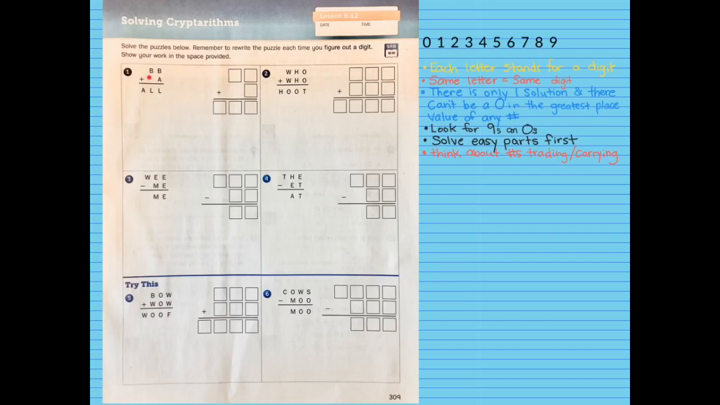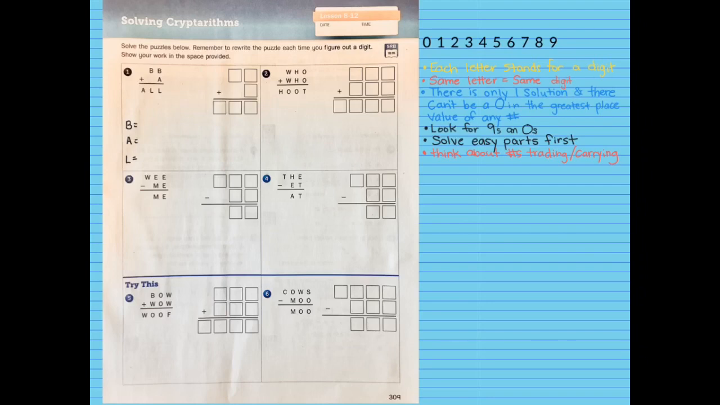Number 1 says B plus A equals ALL. So we've got to think about what we know and really think deeply about numbers, place value, and number sense. Before you start a problem, you might want to look at the variables, or the letters, that are in there and make yourself a little chart like this. So we've got letter B, letter A, and letter L. That will just help you keep track.